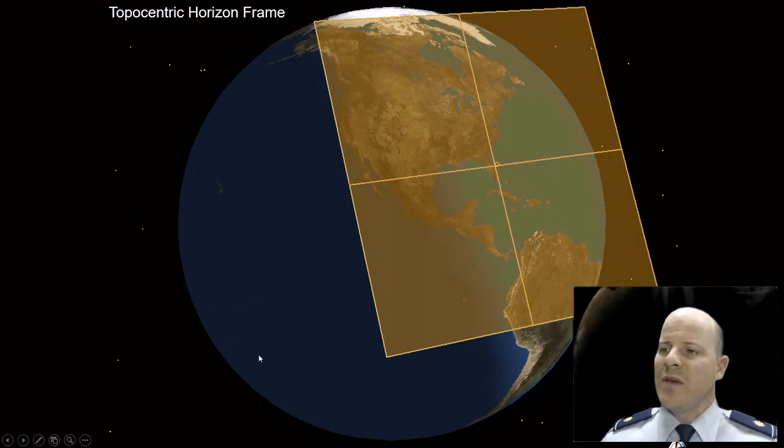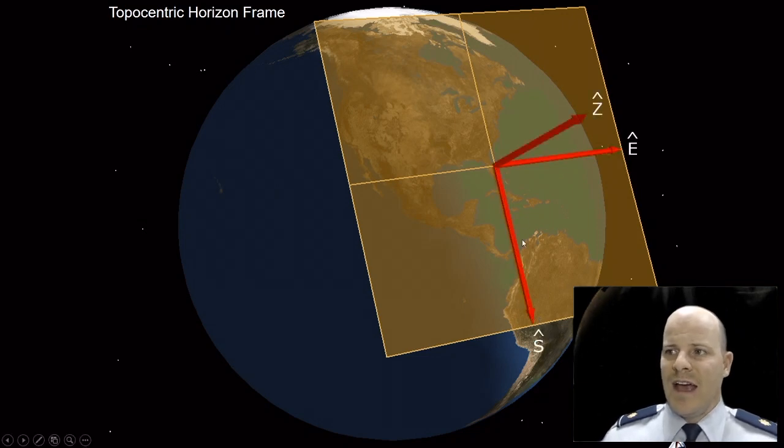The next is going to be essentially our fundamental plane, and that's going to be that of the local horizon. Our local horizon is going to be defined by the south and east vectors that are leading from our launch site. If we're standing at our launch site, in this case Kennedy Space Center, and we're looking directly due south, that would be the vector that points along our principal direction. And then if you look due east, that's going to be the east vector.